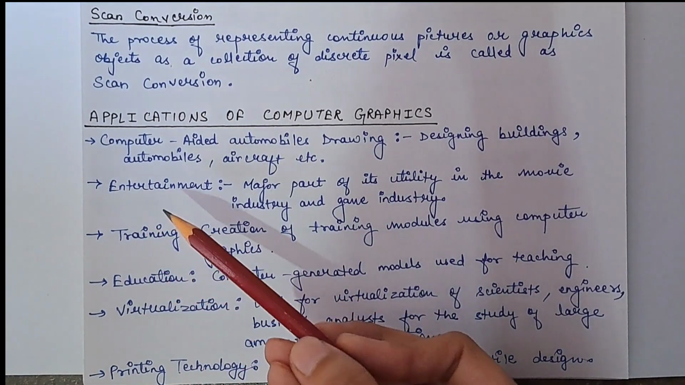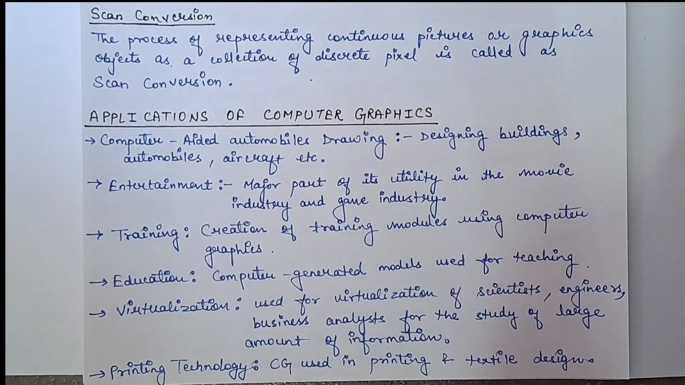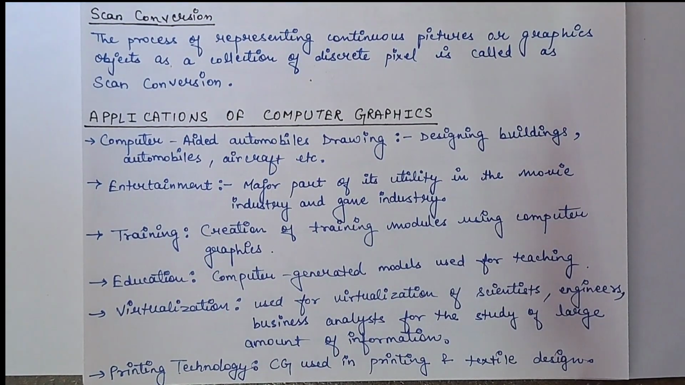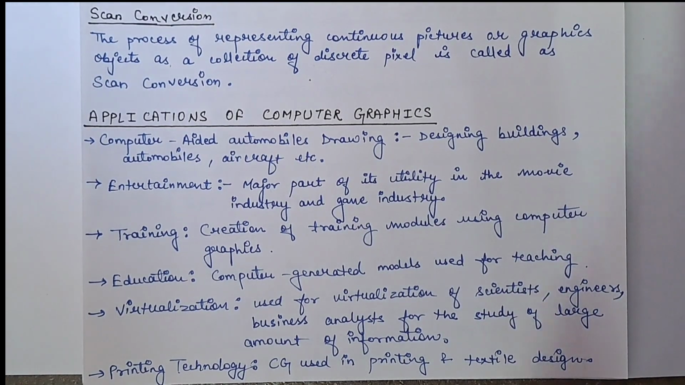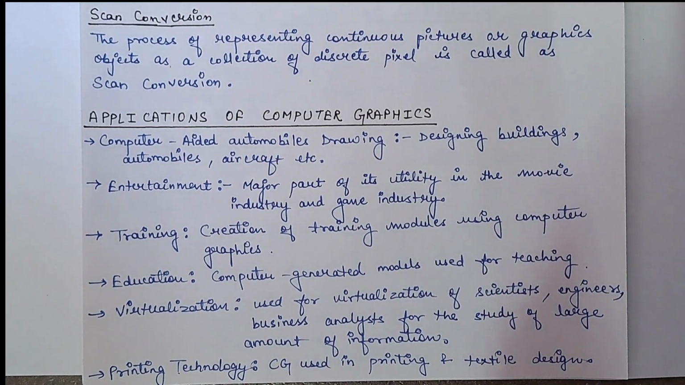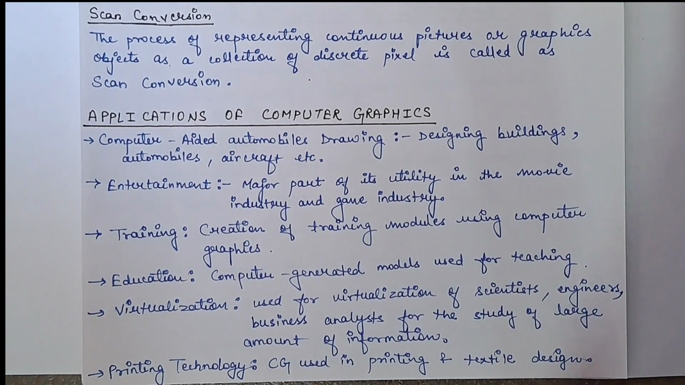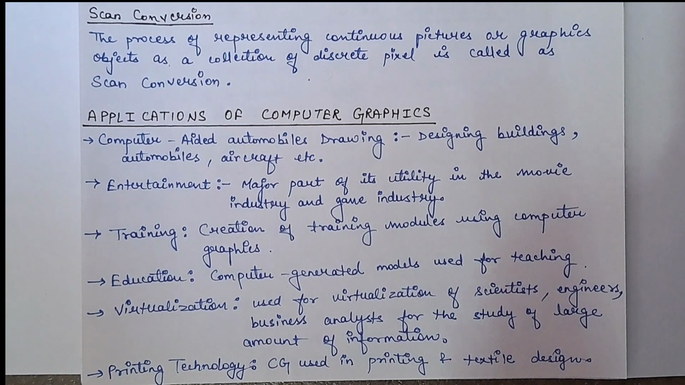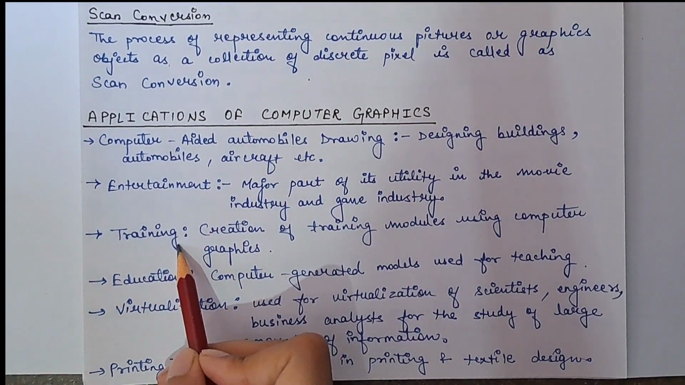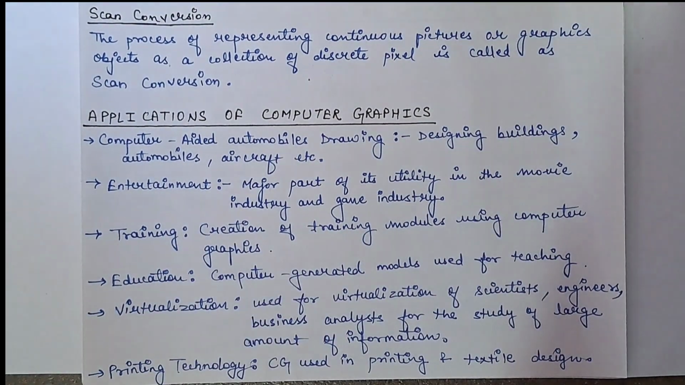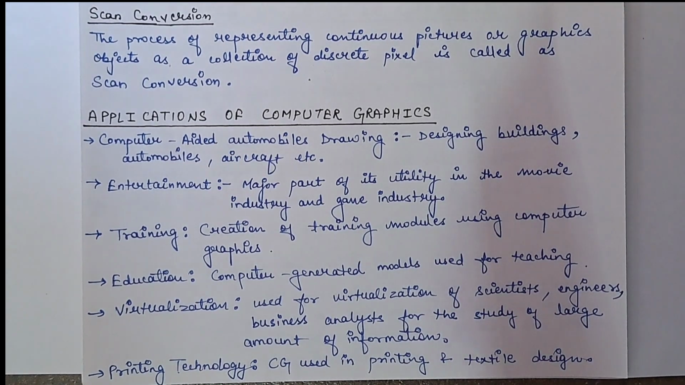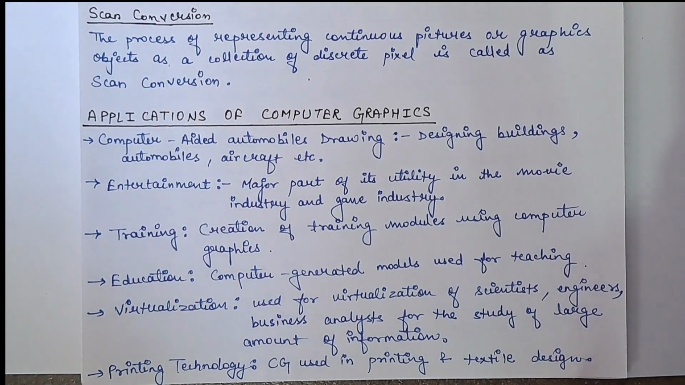The second application is entertainment. Entertainment is a major part of the movie industry and game industry, and the creation of the movie industry and game industry is accomplished with the help of computer graphics. The third application is training. Computer graphics is used in training in such a way that it helps in training modules.